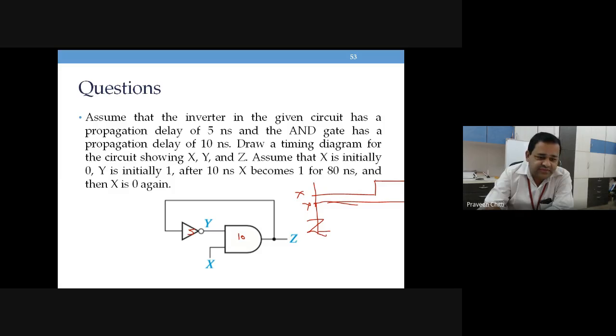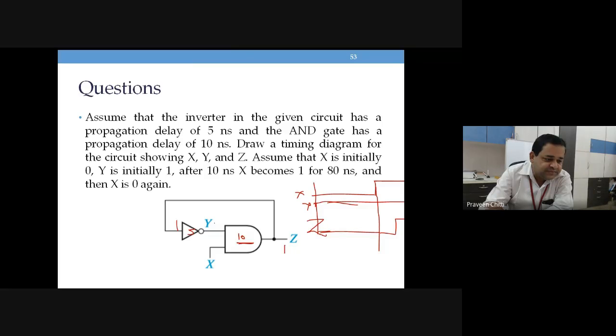Here X has now changed to 1, and Y is already 1. So both the inputs are 1, 1. Till that point, Z remains 0. Now, since both are 1, 1, Z should become 1. But will Z become 1 immediately here? No. Why? Because the AND gate has a propagation delay of how much? 10 nanoseconds. That means Z continues to be 0 till 10 nanoseconds, then it becomes 1.